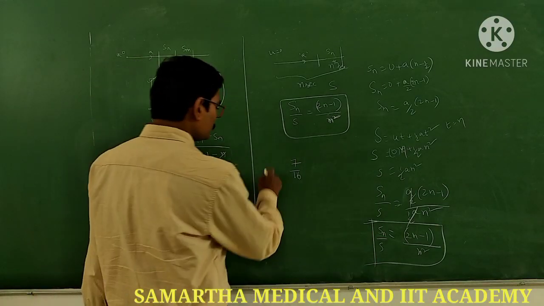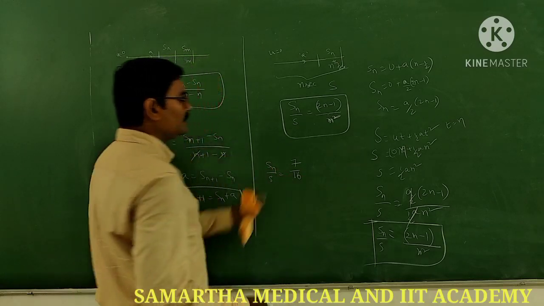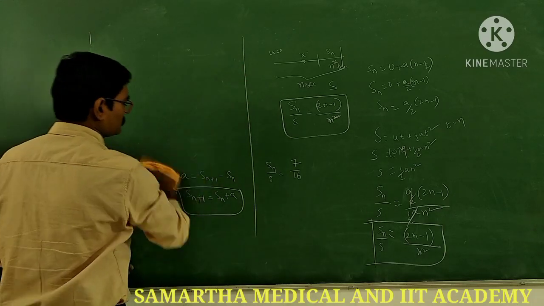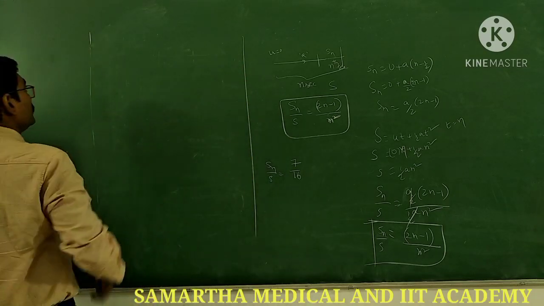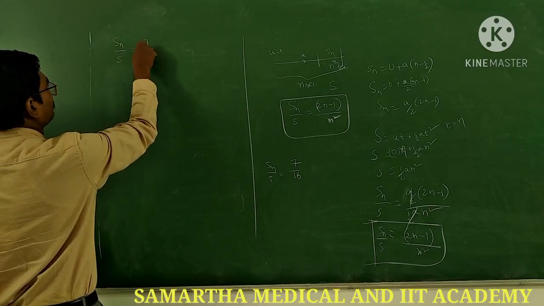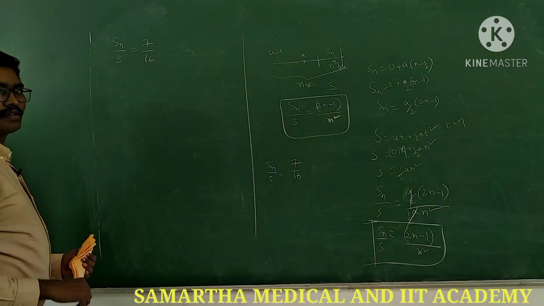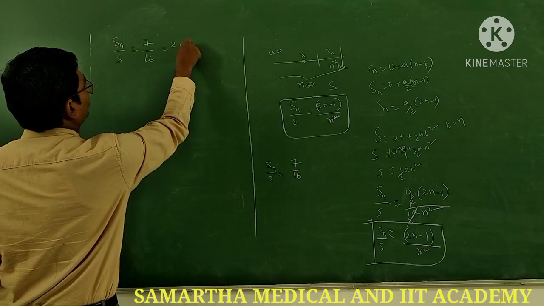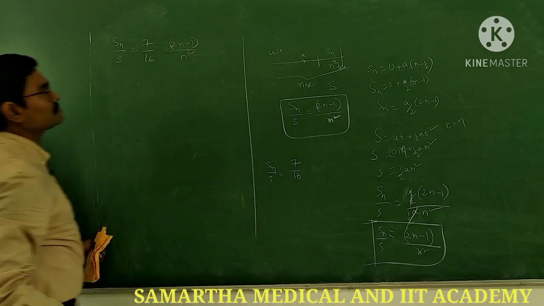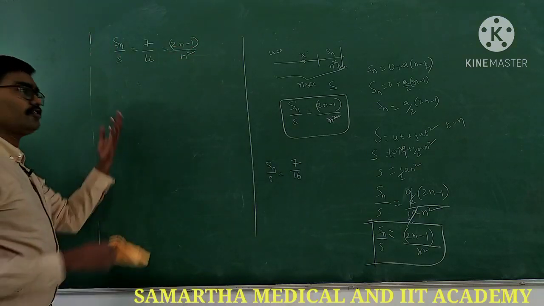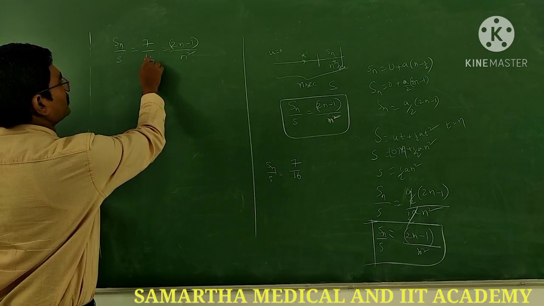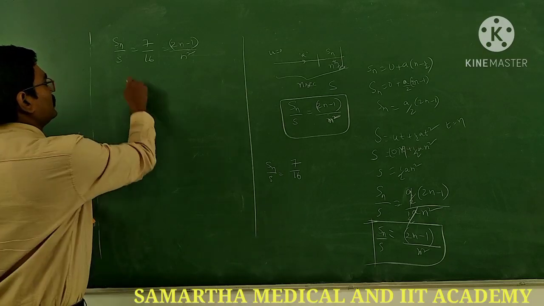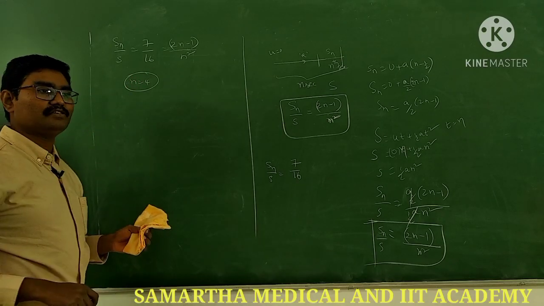How to do this? Sn by s is given as 7 by 16. So what is the formula for Sn by s? It is 2n minus 1 by n square. What is n? 4. So here n square means 4 square, and 2 into 4 minus 1 is 8 minus 1, which is 7. So n is equal to 4. Total journey time is 4 seconds.